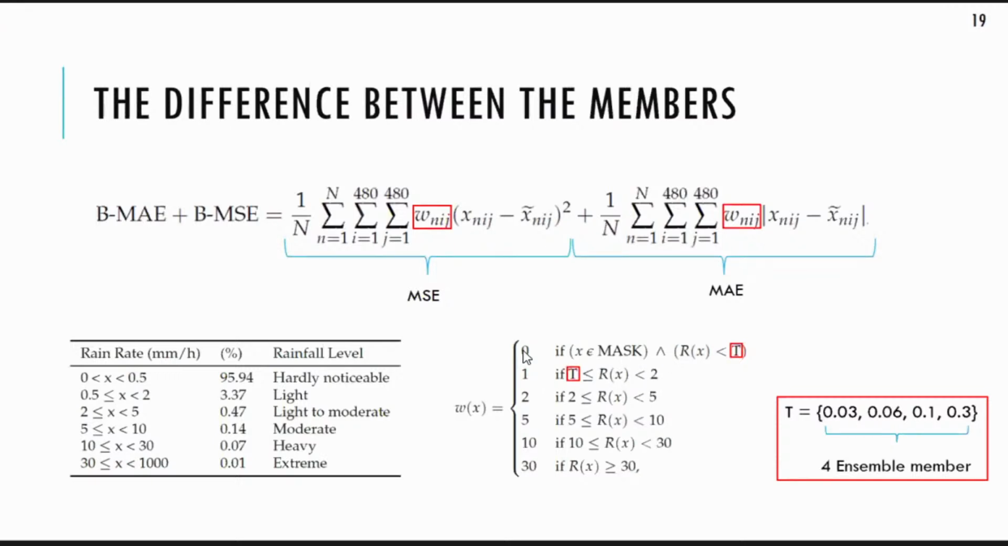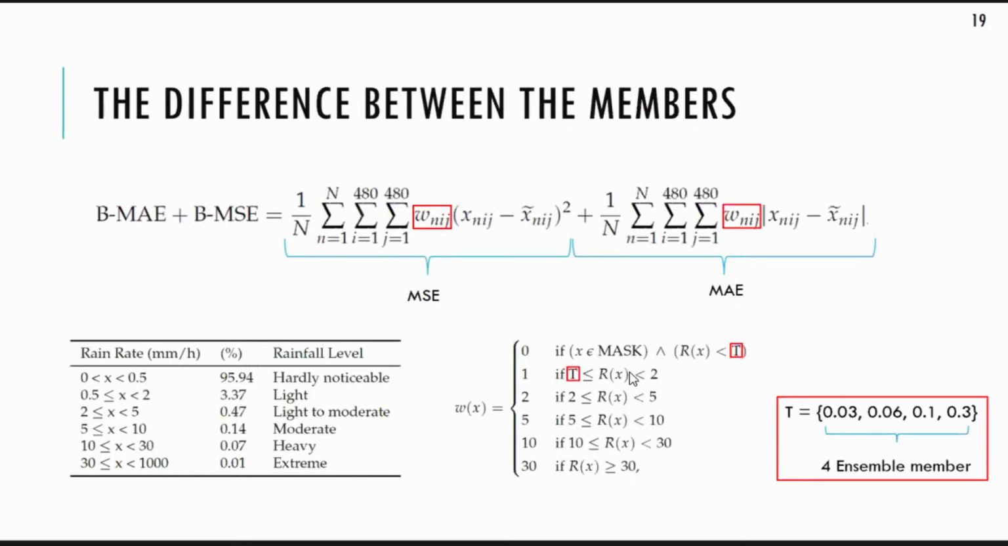So we say we only calculate a loss if the target precipitation is larger than one of these values. For the first ensemble member, we say if it's larger than 0.03 millimeters per hour. For the second member, we say if it's larger than 0.06. And therefore, all these different ensemble members only start to look at or really learn the parts of the precipitation when they are over the threshold.